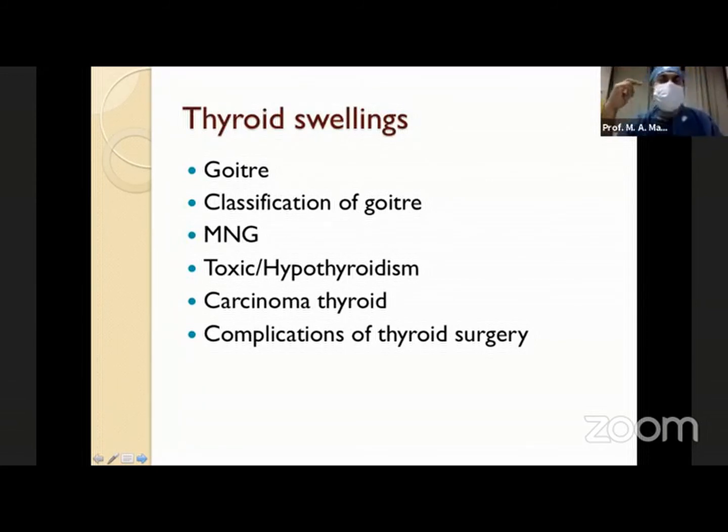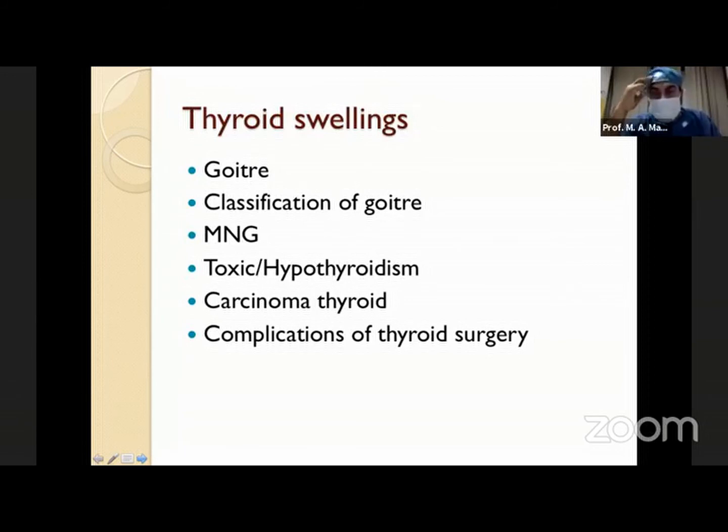Then number three is neoplastic goiter. Neoplastic goiter is a tumor of the thyroid gland. A benign one is follicular adenoma or thyroid adenoma, and then malignant thyroid swelling. It's a very classical example in the real exam. You are frequently asked this question: classify thyroid cancer, or what are the common thyroid cancers?